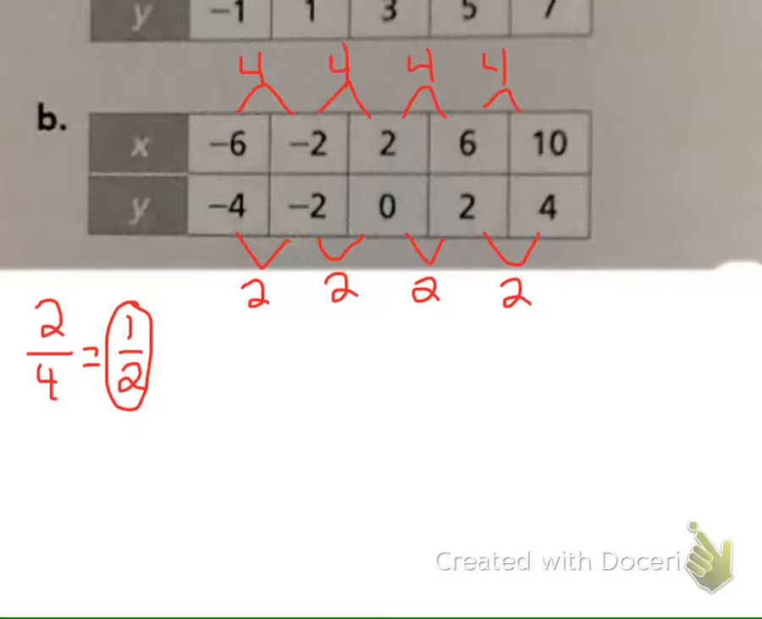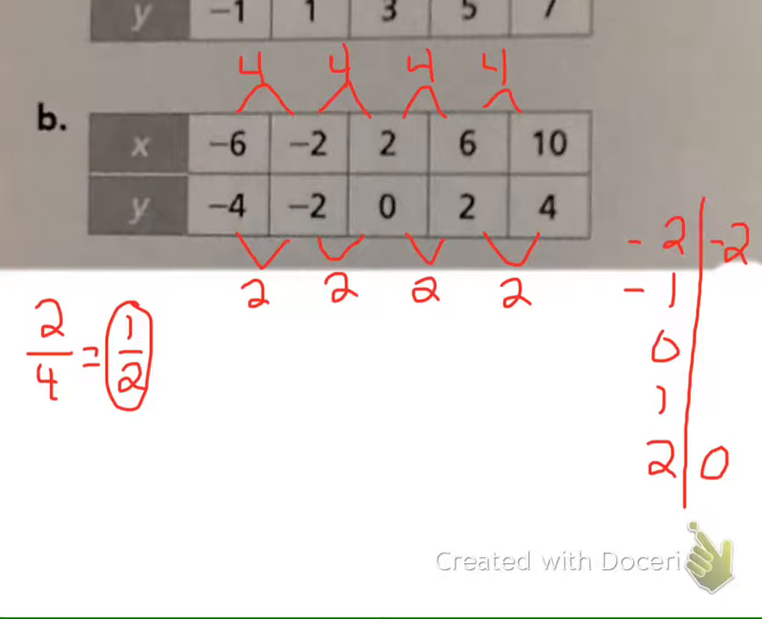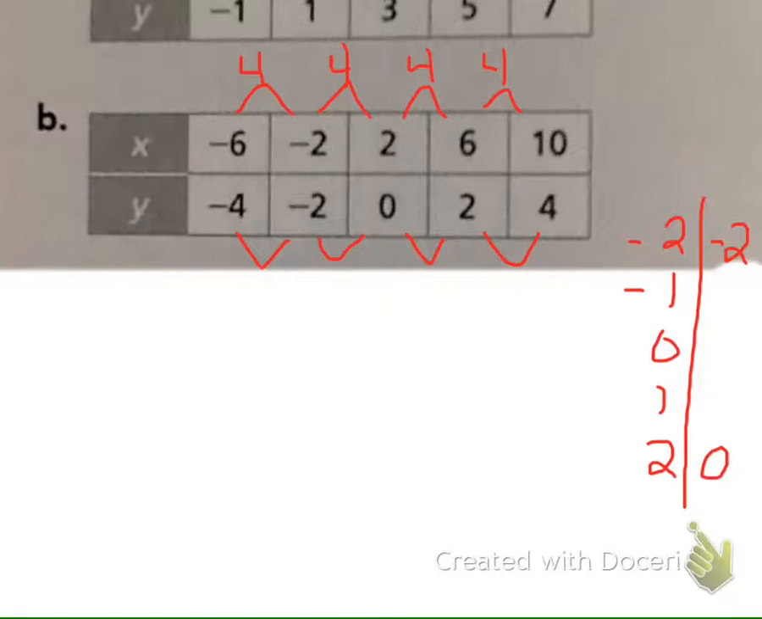Now to find my y-intercept, I look at my table. Do I have, when x is 0, what y is? I do not, which means I need to find it. So when x is 0 is somewhere in between here, so I need to expand my table. I have when x is -2, but I don't have when -1, 0, 1, 2. Okay, when x was 2, y is 0, and when x is -2, y is -2. So now I'm going to use my slope of 1/2 to expand my table.